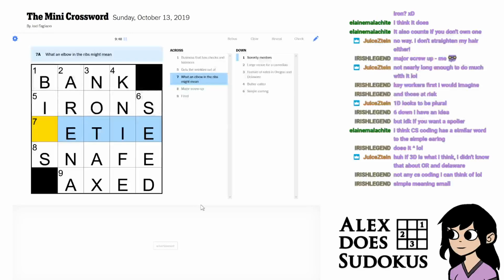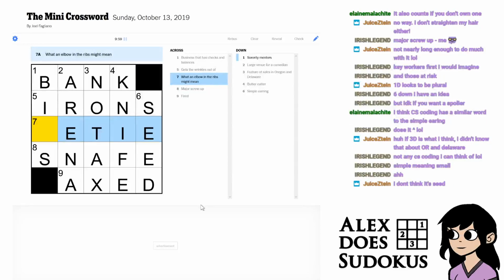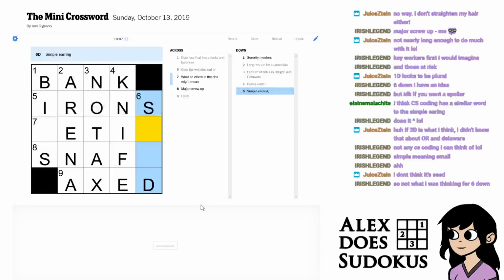Simple meaning small. Oh, okay. Maybe. A, B, C, D, E, F. You don't think it's seed? Okay. Computer programming term. So do you not think it's a CS term in that case? I don't think there's an F. So what can it be?